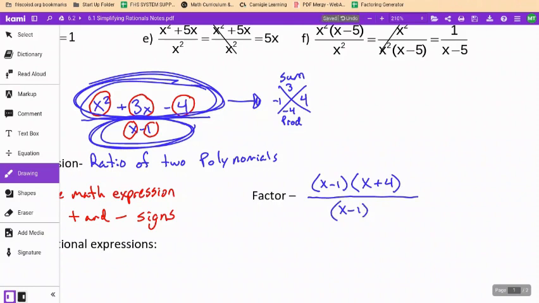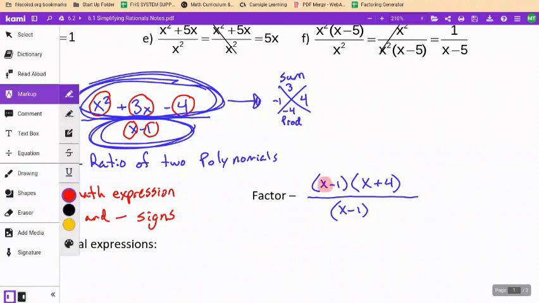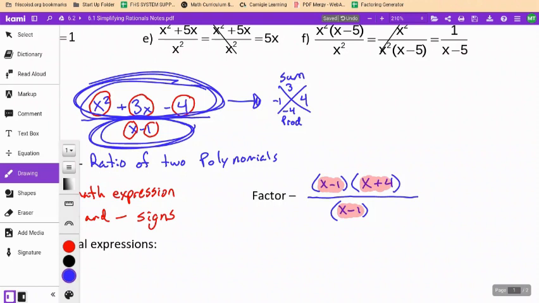Notice I did put parentheses around that bottom part. So when I'm determining what is a factor, now I have 1, 2, 3 factors. Factors are separated by multiplication and division. And factors are what we can simplify. Okay, so we want it to look like this.